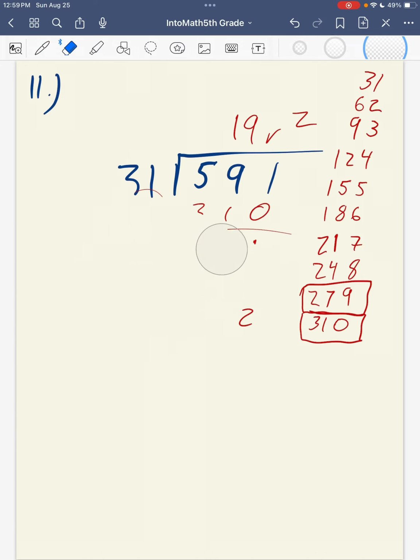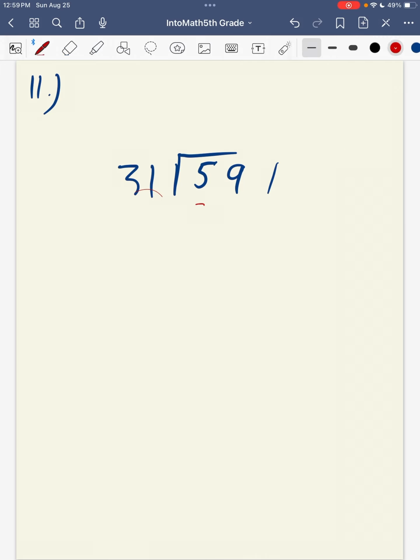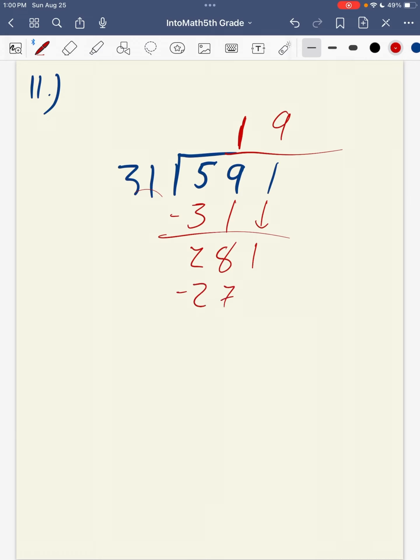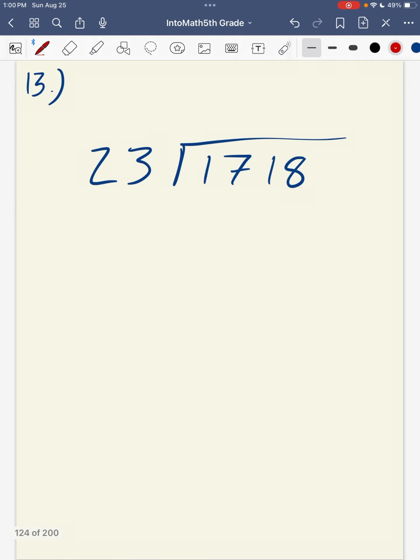Anytime I can use a 10 makes life nice and pretty. But let's try this just here. How many times can 31 go into 59? Well, that's 1 time. It's 31. 59 minus 31 is 28. And carry down my 1. 281. We said that was 9 times. 279. And that leaves me 2 here. All right, so 19 is our answer, whether I'm doing long division or partial quotients.